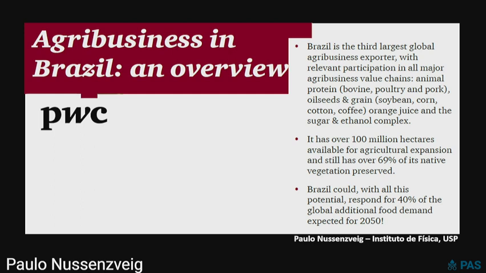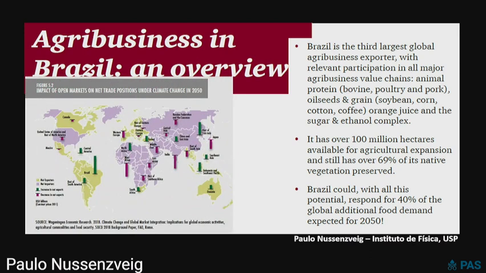it's the third largest global agribusiness exporter nowadays, with over 100 million hectares available for agricultural expansion without further deforestation. If we look at FAO reports, and we look at the prospect for growth in the agribusiness sector in the world, Brazil clearly has the largest potential there. So with all this potential, Brazil could respond for 40% of the global additional food demand expected for 2050. Now, this is a challenge for all of us. The FAO expects us to need to increase food production by 50% from today until 2050. And Brazil could respond for 40% of that.